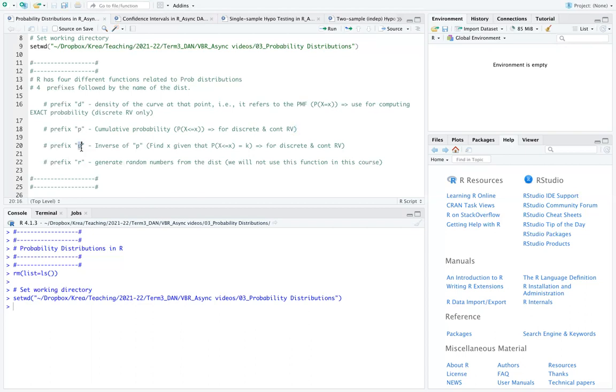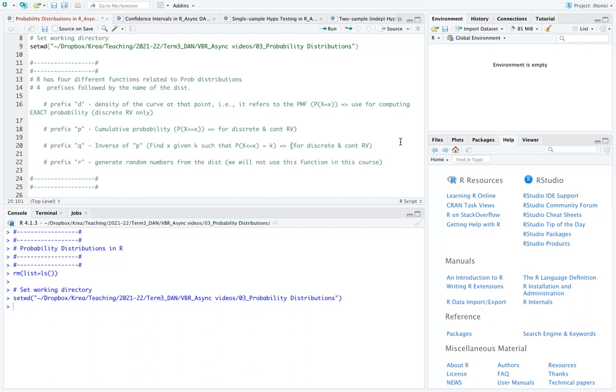The final one is the prefix Q. This does the reverse of what P does, so it's pretty much the inverse of the prefix P. Here we have to find a value X given a particular probability. In other words, we'll be told that the probability of the random variable being lesser than or equal to some number is K, and we want to find X given K, such that the probability of X being lesser than or equal to some number small x is equal to K. This is also applicable for discrete and continuous random variables, but we'll predominantly use it for continuous random variables.